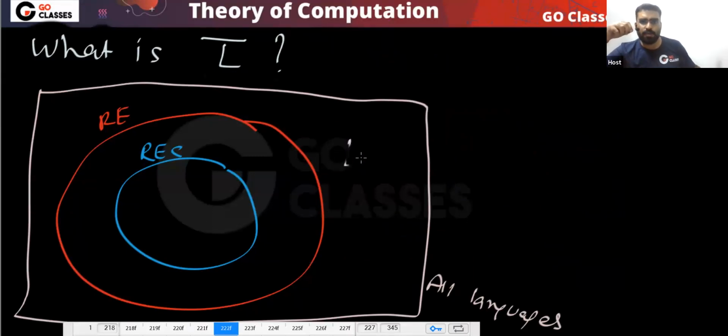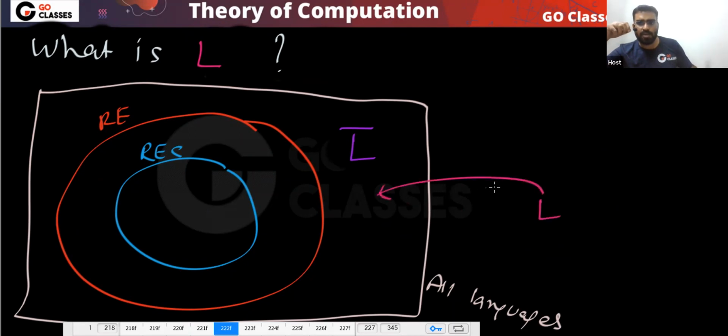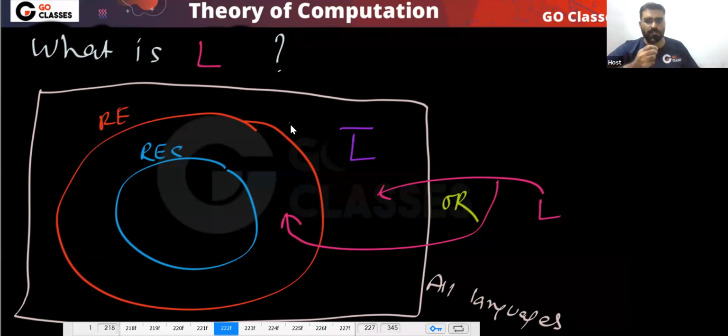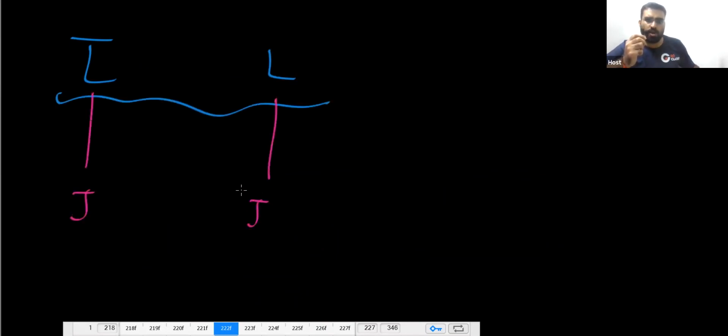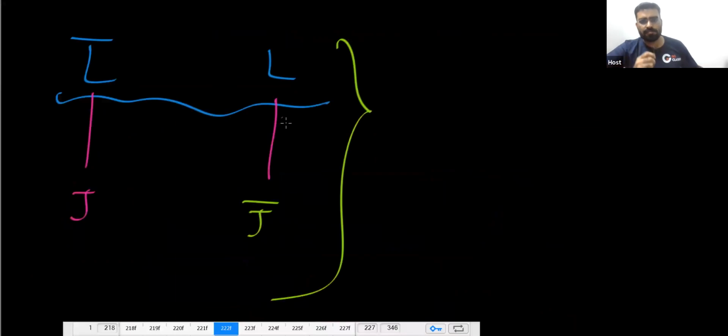If your L complement is here, then where is L? The same answer. Either your L will be here or here. This is just to confuse you. You can call it J, then it will become J complement. Is this clear to everyone?